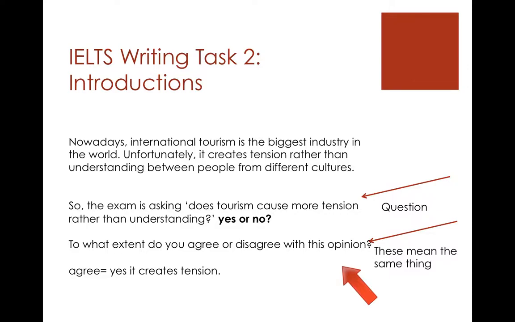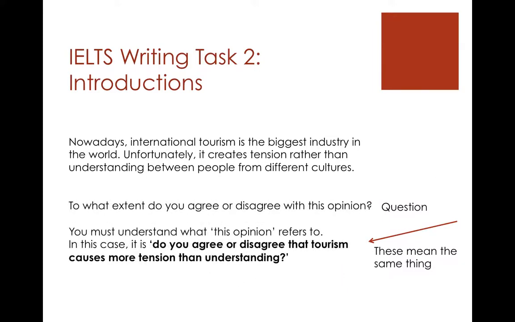So if we agree, yes it creates tension. If we disagree, no, it does not create tension. So you must understand what this opinion means. This opinion is it creates tension. That's the statement, that's the opinion. So they're saying there's a verb here, it does something. International tourism does something, it creates tension. And you need to say it does or it doesn't.